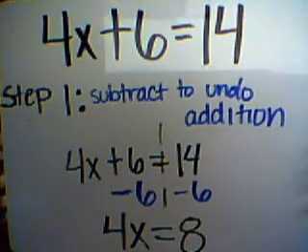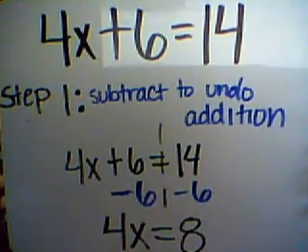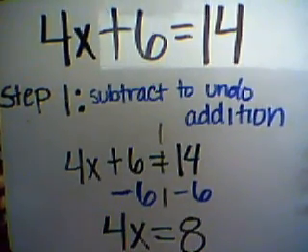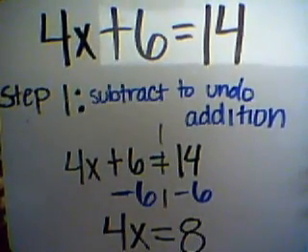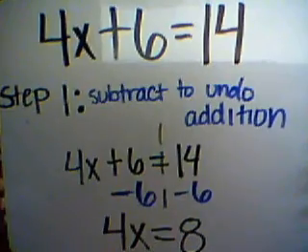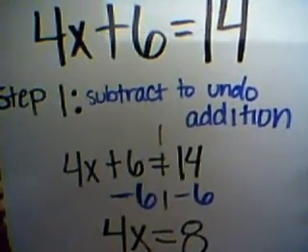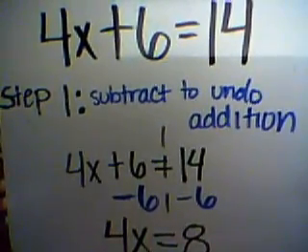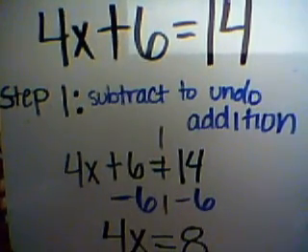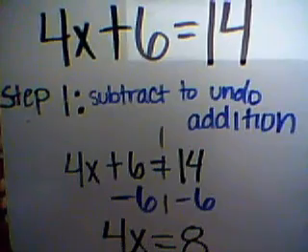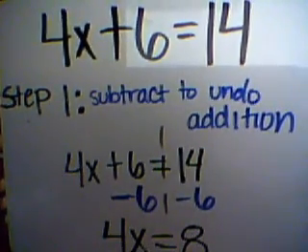Now, why did we do that? We did that because we want to get the x by itself, and in order to cancel the 6 out, we have to subtract 6. Remember, this is the identity property of addition. When you add a number to its opposite, you're going to get 0. Okay?